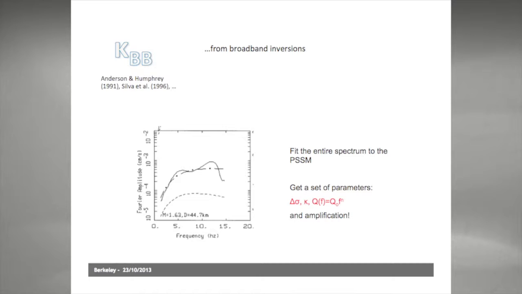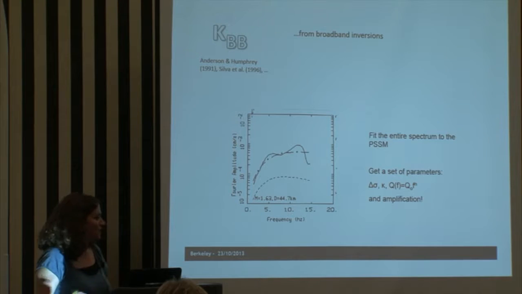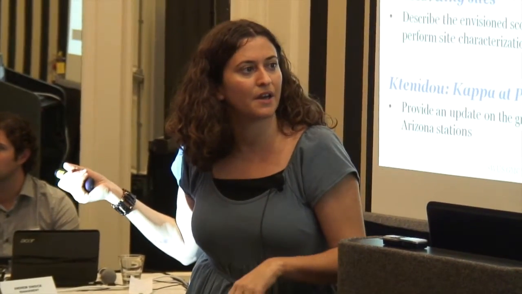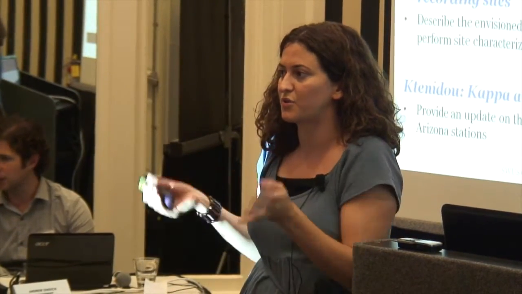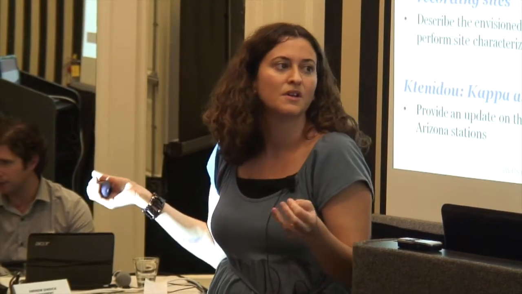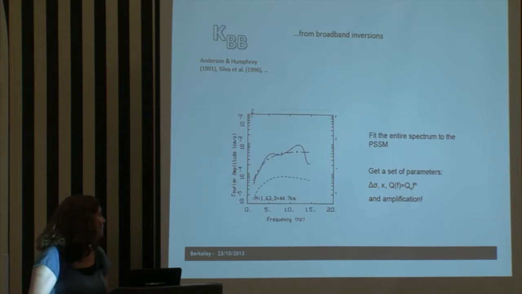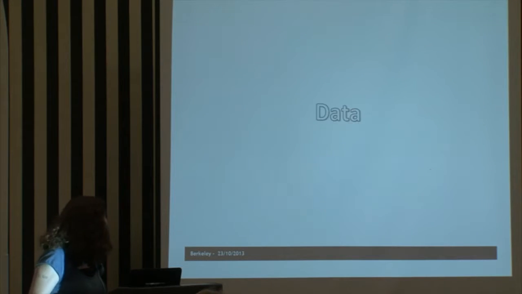So the kappa broadband is working both above and beneath the corner frequency. Just grab the whole spectrum, or as much as you have of it in this case, and just try to invert with reference to the point source stochastic model, and then you end up with a bunch of parameters, not just kappa. So you get your stress drop, you get your kappa, and you get a full frequency dependent model for Q. And there's a site amplification function in there too.